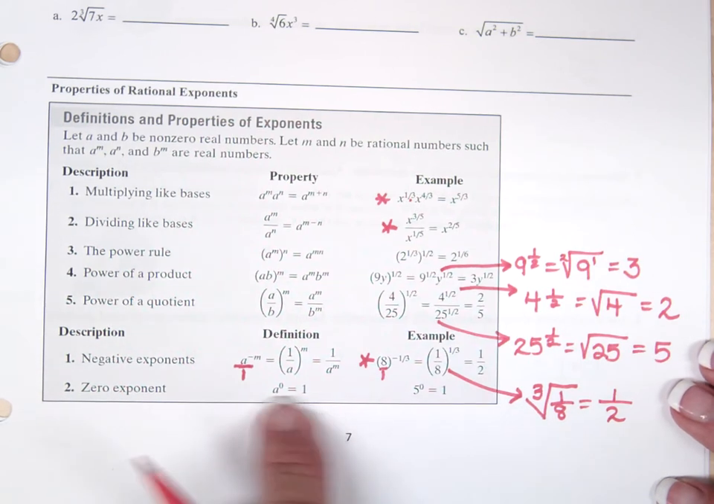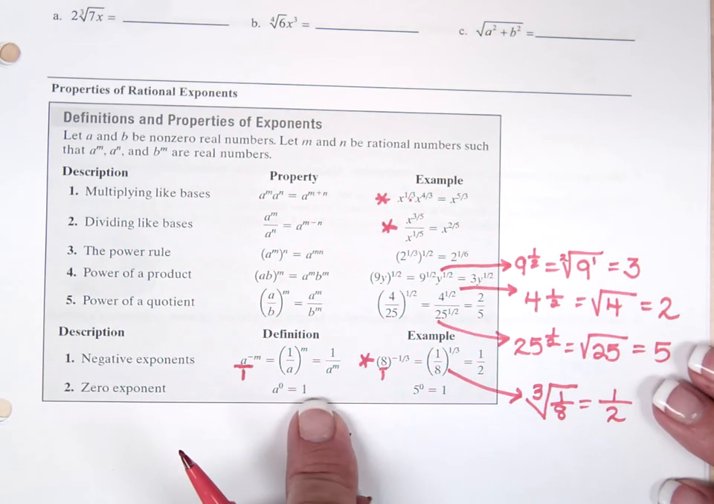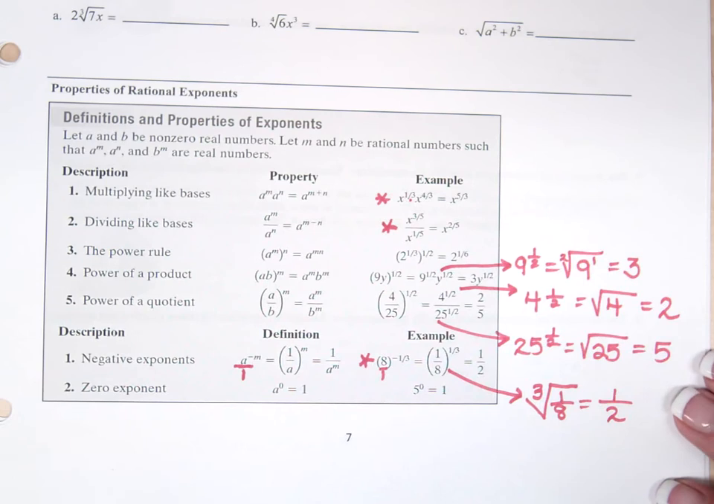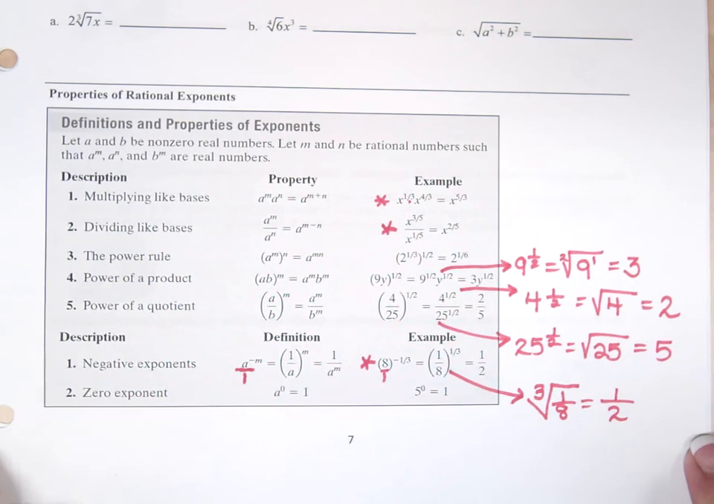And then just like in chapter 4, anything to the 0th power is 1, not 0. And remember, you can type it into your calculator and your calculator will tell you that. Okay, so hopefully that refreshes your memories from before spring break. So now let's go ahead and turn to page 8 and work some problems that use these properties.